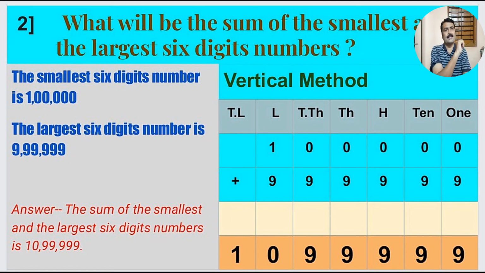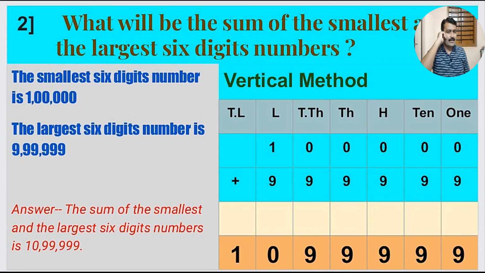Starting at the ones place: 0 plus 9 gives 9. Then in the tens place, 0 plus 9 gives 9. In the hundreds, 0 plus 9 gives 9. In the thousands, 0 plus 9 gives 9. At the 10,000 place, 0 plus 9 gives 9. And continuing at the lakh place, 1 plus 9 gives 10. While arranging 10 we need to take the 7th place. That is why I am taking 7 places in this example in the vertical arrangement.